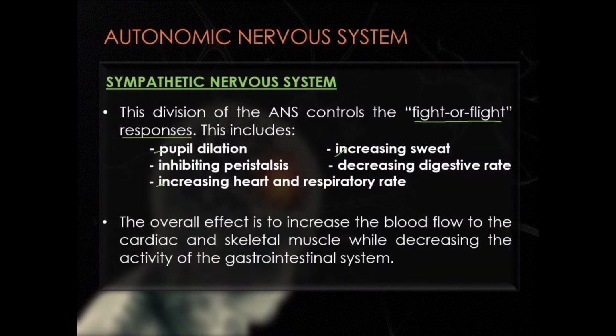So the overall effect of our sympathetic nervous system is to increase the blood flow to our heart, or cardiac muscle, as well as to our skeletal muscles. The blood vessels that carry the blood to our cardiac and skeletal muscles increase in size. They dilate. But the blood vessels that carry the blood to our digestive tract decrease in size. They constrict, because our rate of activity decreases inside the gastrointestinal system.